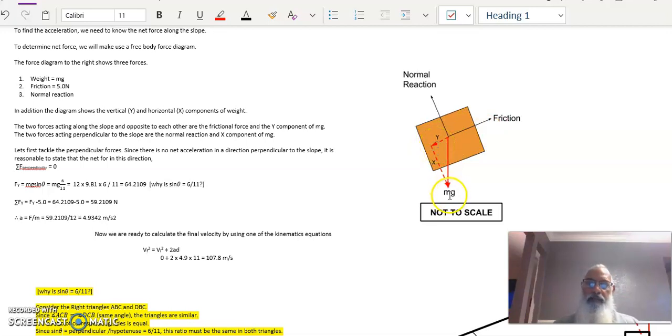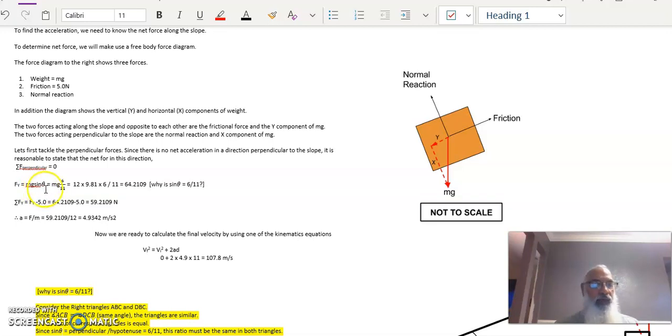Okay, so let's find out how much y is. Now we know that mass is 12 kilograms, and we know that g, the acceleration due to gravity, is 9.81. Using our vectors and taking this side as the y component, which means it's sine theta, Fy, or mgy if you like, is mg sine theta, but we don't know theta. Remember we discussed earlier that the angle is not given. So we take the ratio sine theta as perpendicular over hypotenuse.